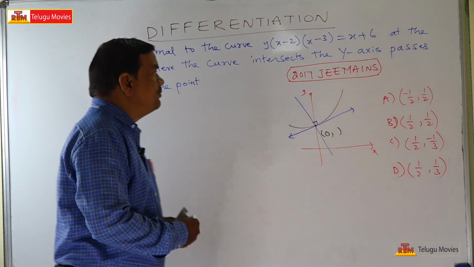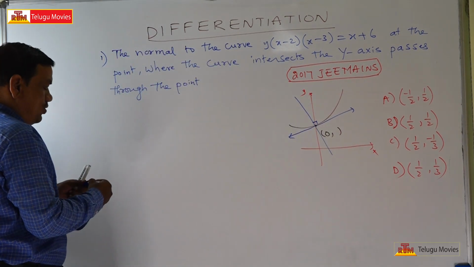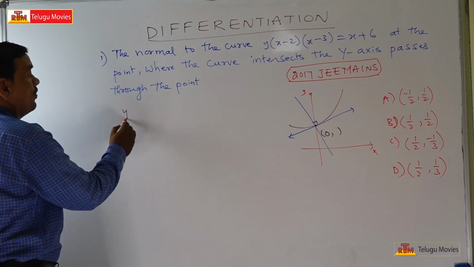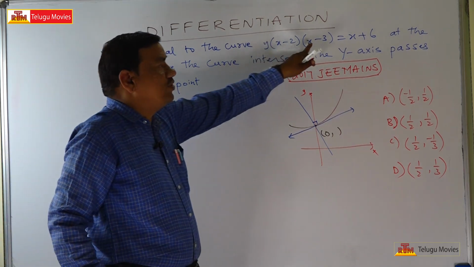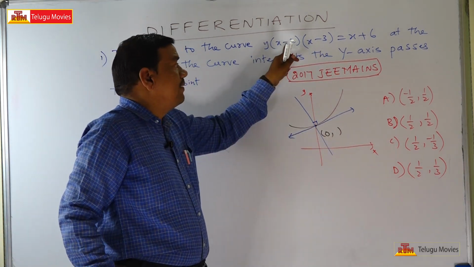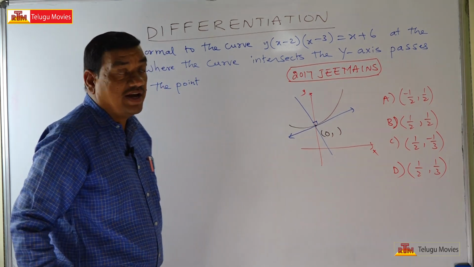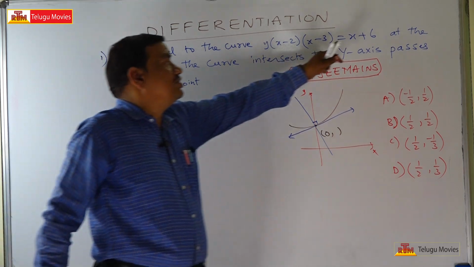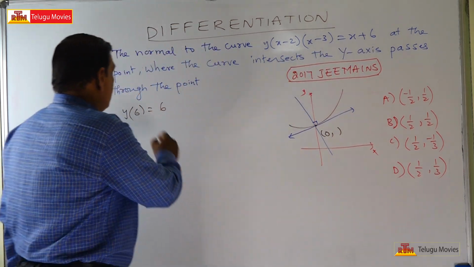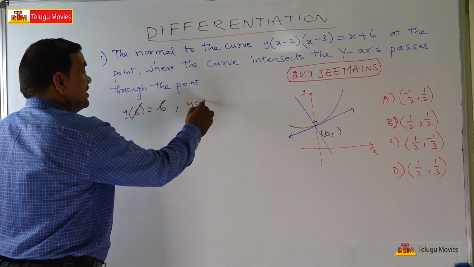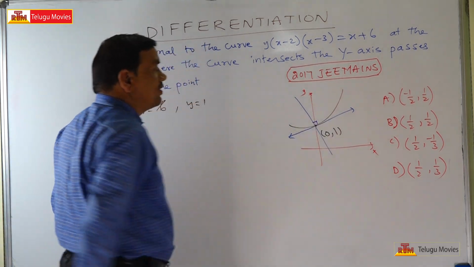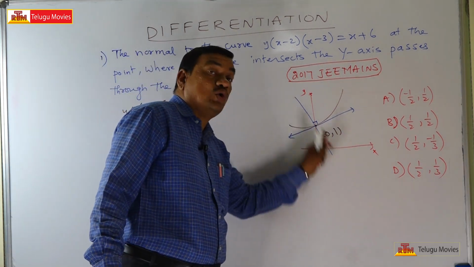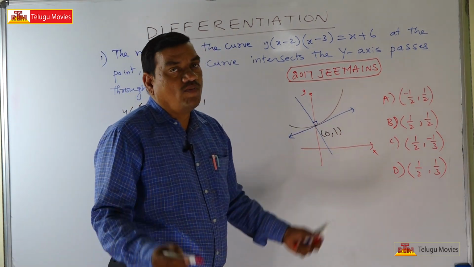Substitute x value 0 in place of x and find that point. Minus 2 into minus 3 is 6, so y is equal to 6 by 6. The 6 will get cancelled, y is equal to 1. Therefore what is your point of contact? (0, 1). If you find the slope of the normal, the problem is over.